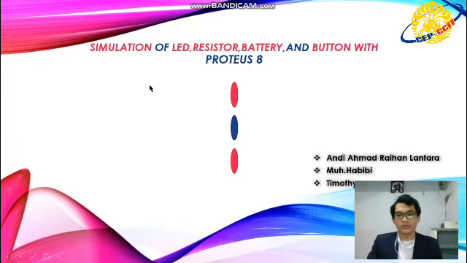This is my project. My project is simulation of LED, resistor, battery, and button with Proteus 8. So honestly, I have 5 components in the simulation in my project. The first is LED, resistor, battery, button, and the last component is voltmeter or ammeter.